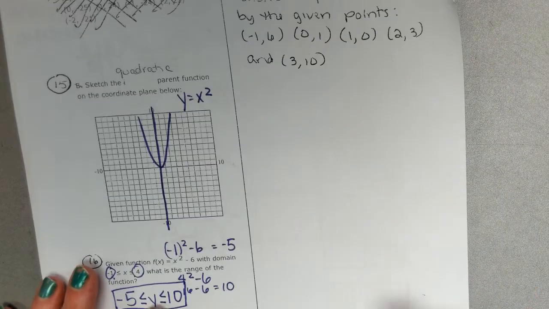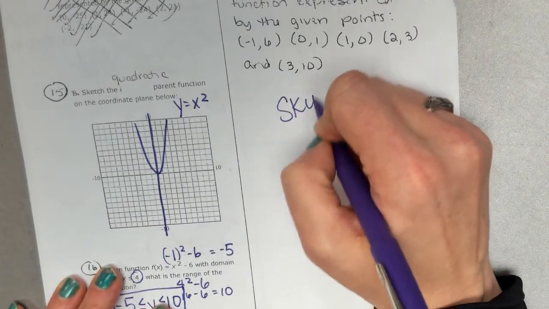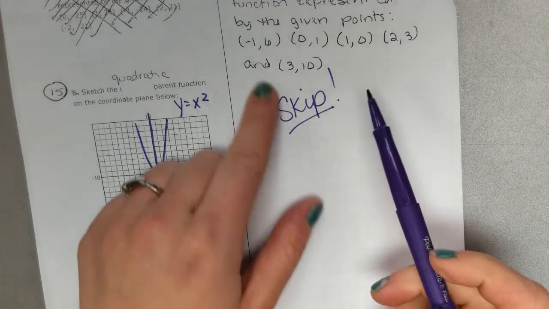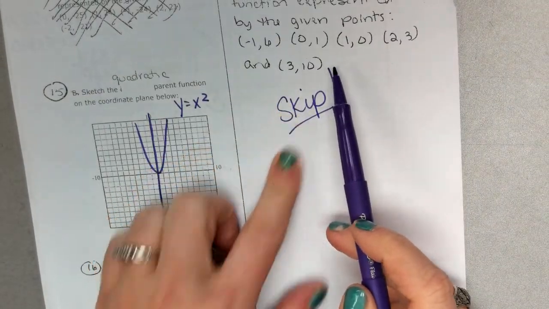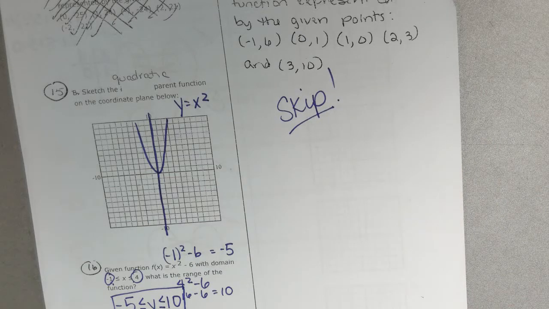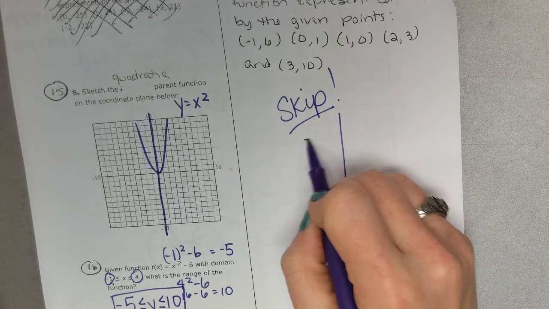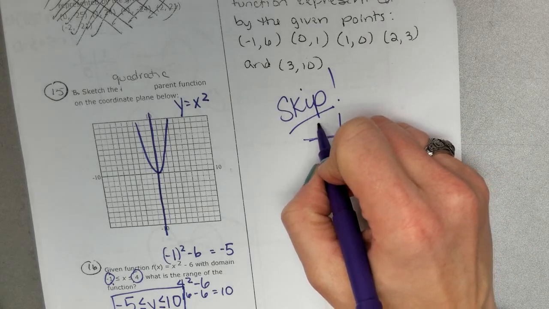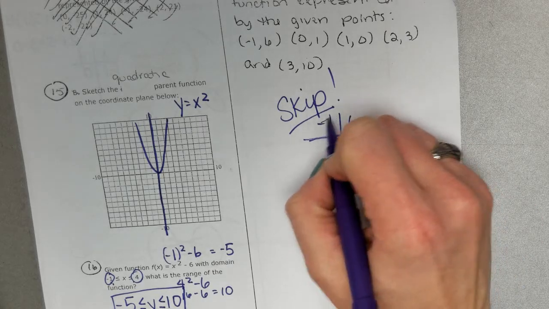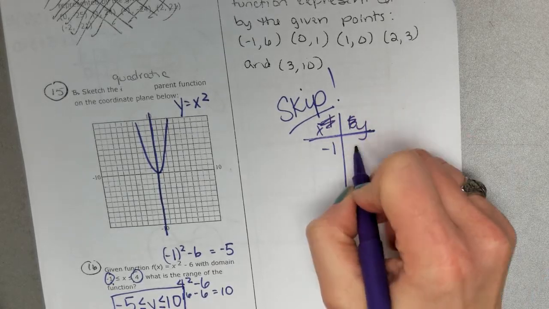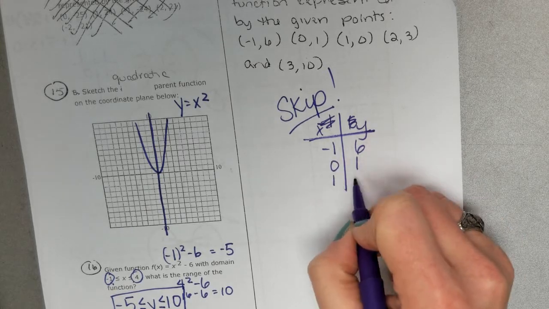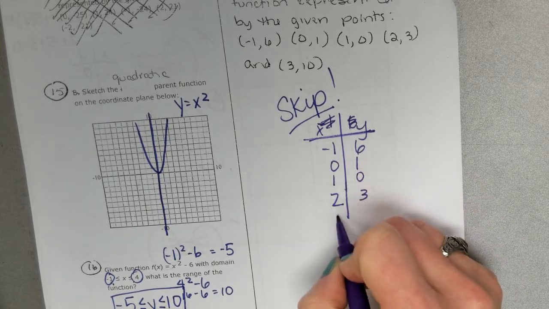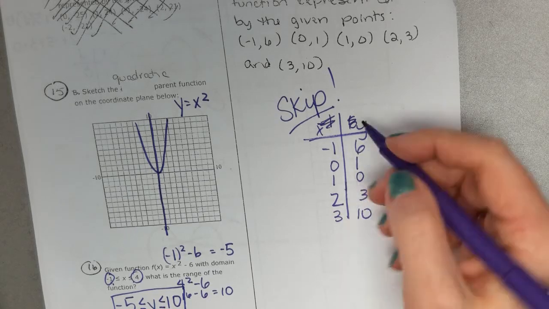Okay, number 17 we are going to skip. What you would do is you would plot these points in a graph, if you're curious to know. And then you could also make a table. So at -1 it's 6, 0 it's 1, 1 it's 0, 2 is 3, and 3 it's 10. Okay, you could plot that.